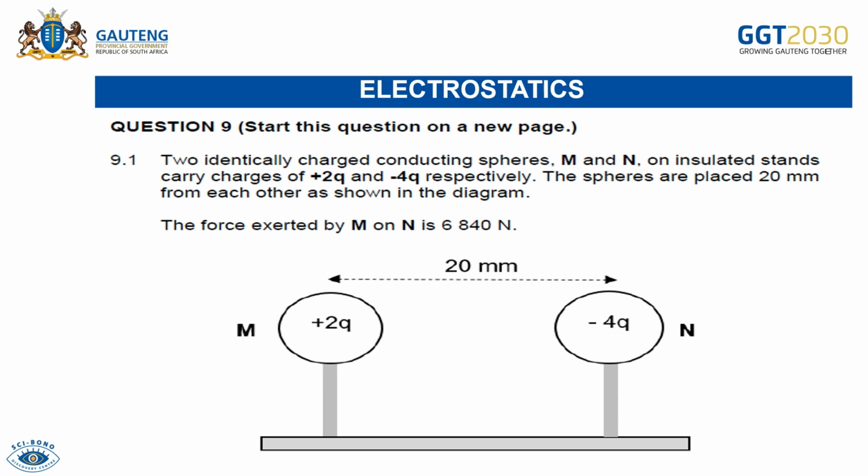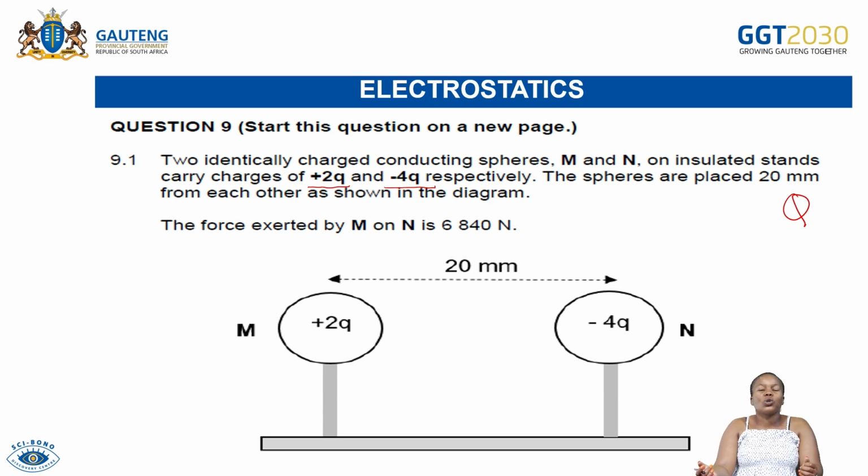Question 9 says two identically charged conducting spheres M and N on insulating stands carry charges of positive 2Q and negative 4Q respectively. Let's just pause there. These are not coulombs. I cannot refer to them as coulombs, because when we refer to coulombs, we use a capital Q, a bigger Q like that. So that's what charges would look like. This one just has a positive 2Q and a negative 4Q respectively.